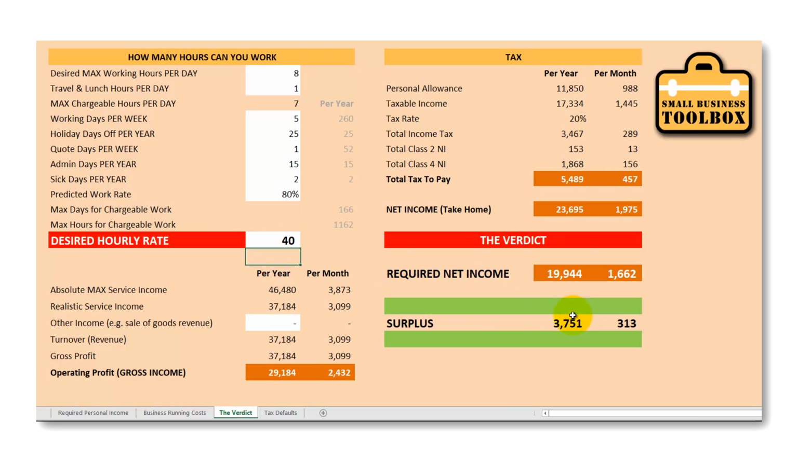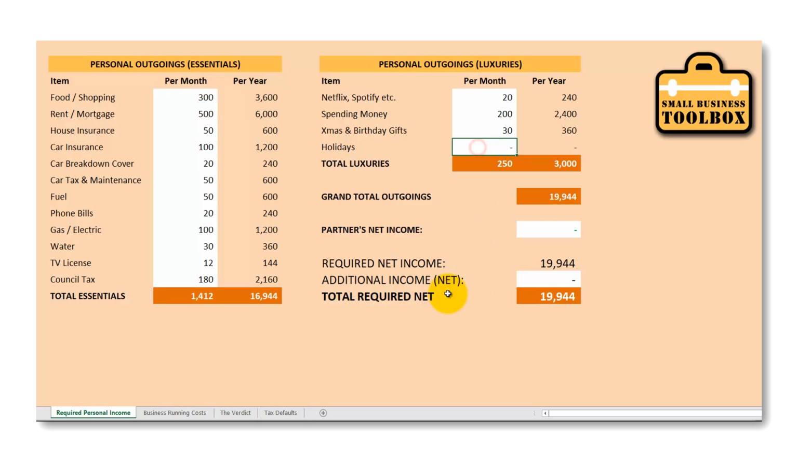We need a higher hourly rate. Let's try £40 an hour. We're a bit over, but okay, we're 3 grand a year over. That might pay for a holiday. Let's say 35. Okay. £35 an hour will just about give you enough to make an extra £450 a year. Sadly, not quite enough to go on holiday.